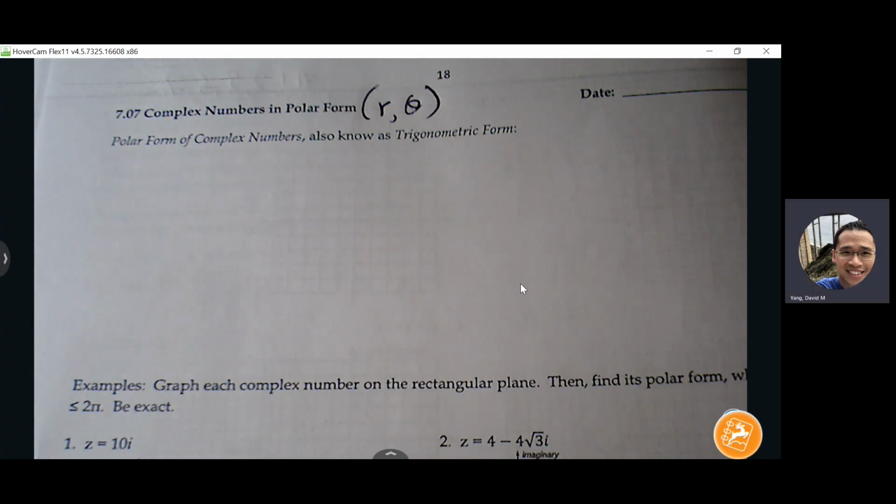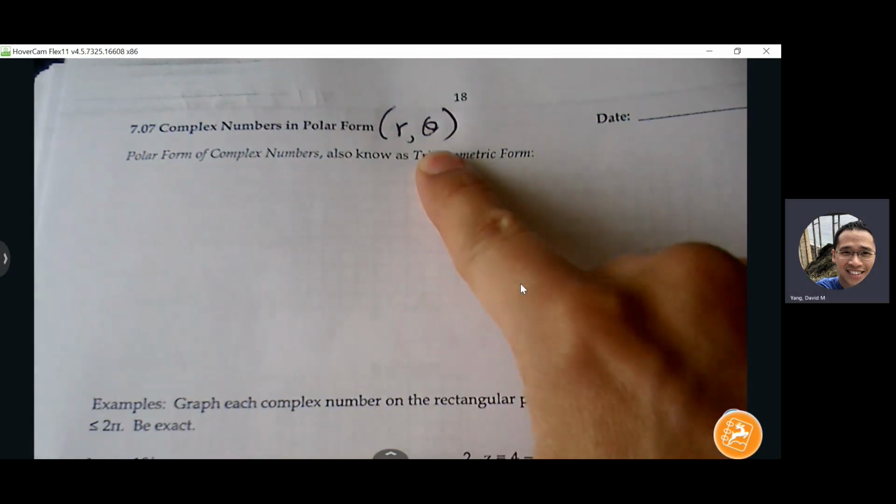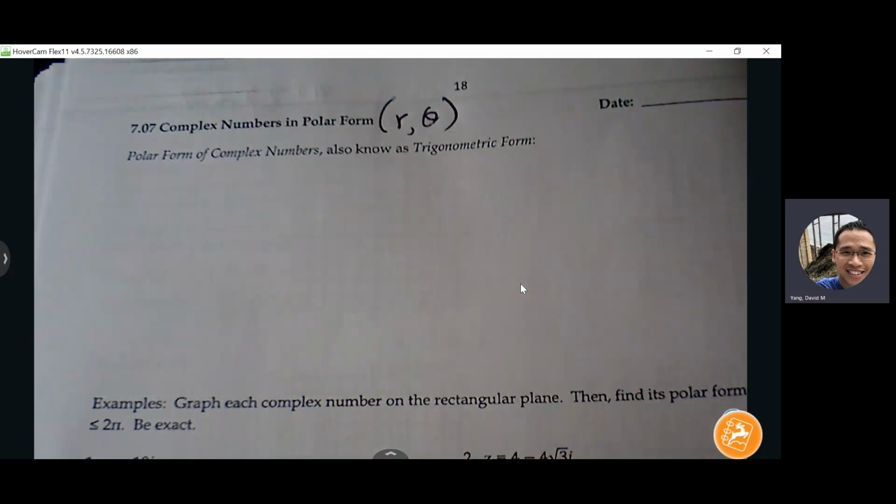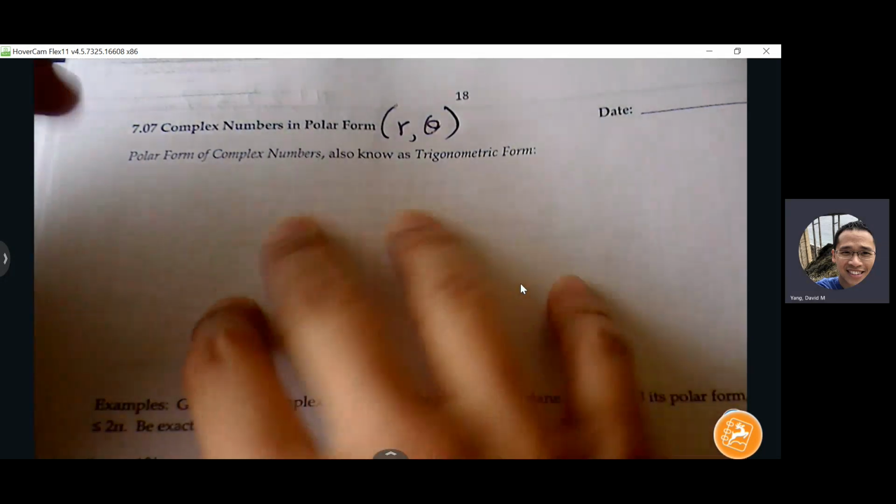So polar form of complex numbers, you already know what polar form is. We need to find the theta, we need to find the radius, but it's going to look a little different in complex form because there's going to be that i involved. But once you find your R and your theta, you're just going to put it in this form, but you're going to find everything the same way.